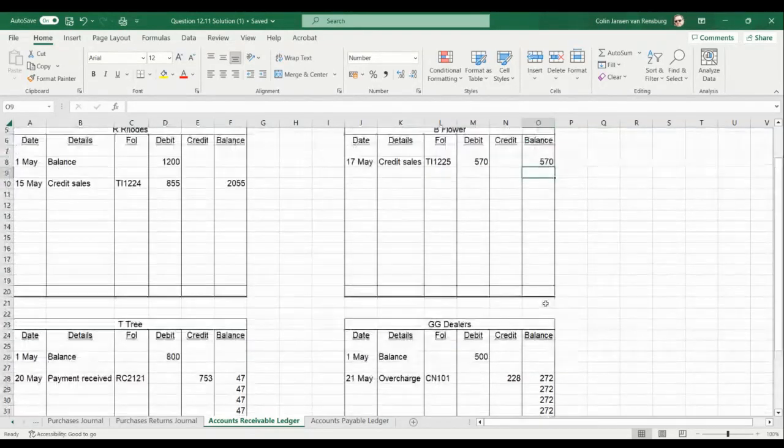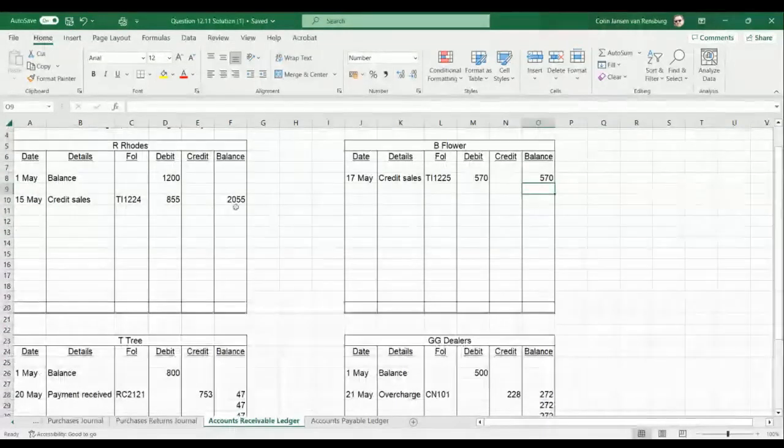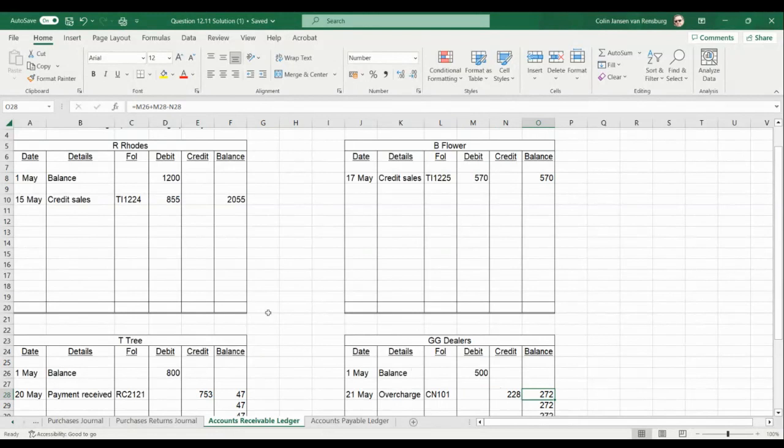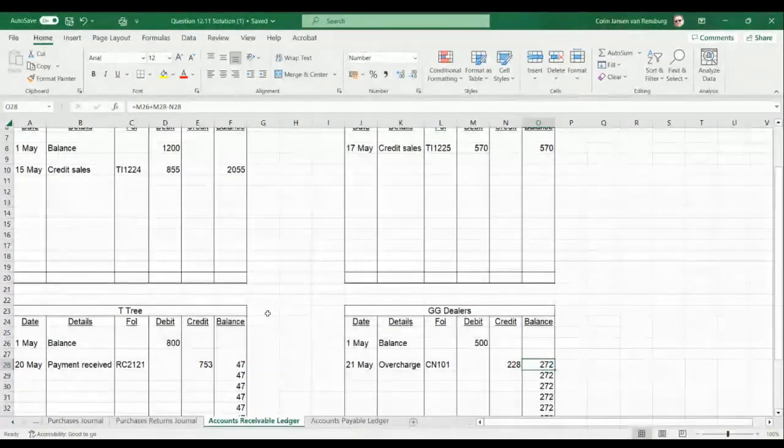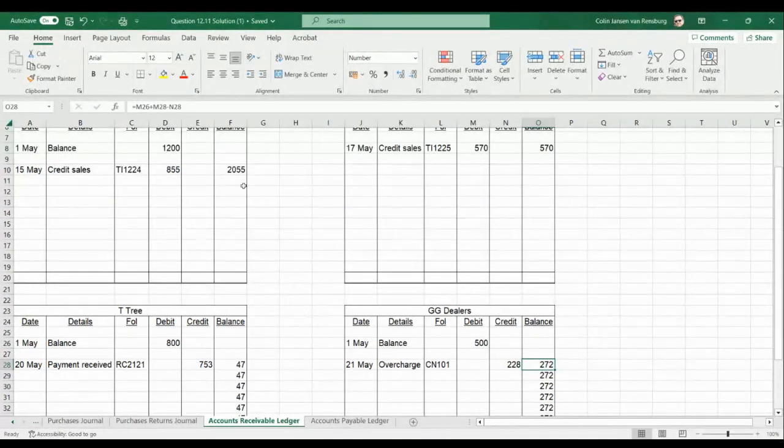And if we should now go and add up that 2,055 rands plus the 570 plus the 47 plus the 272, and assuming that we've got no other debtors, that these four are our only debtors, it means the total of those balances must agree to the debtors control account balance in the general ledger.